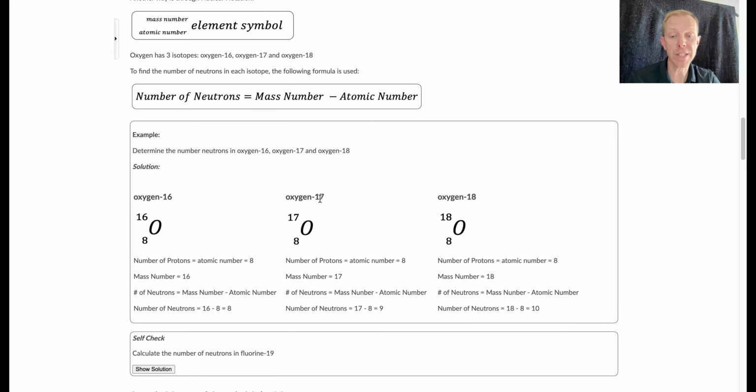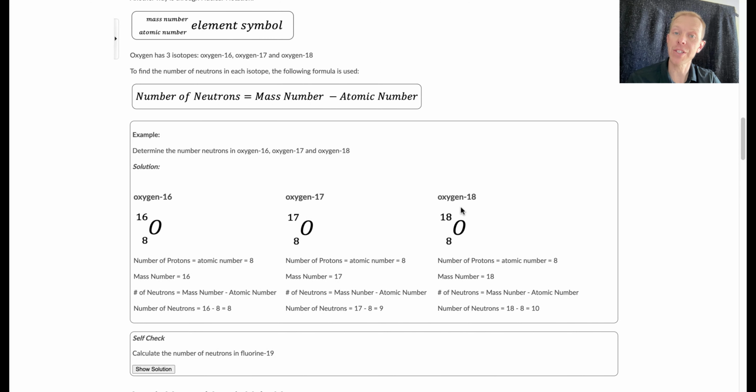Taking a look at oxygen-17, we use the same formula. Number of neutrons is equal to the mass number subtracting the atomic number. So this is 17 subtract 8, and we get 9. So there are 9 neutrons in oxygen-17.